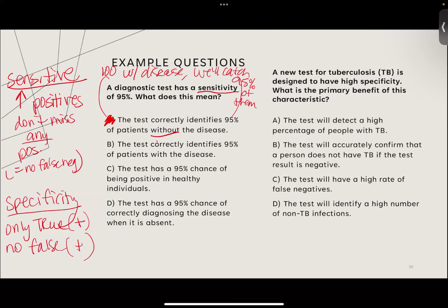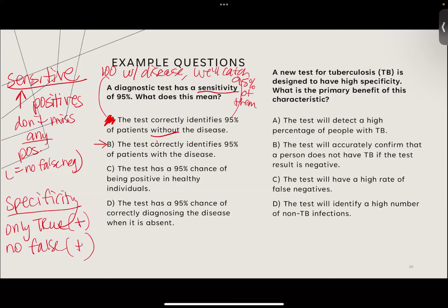So there might be 5 people we wouldn't call positive. We call them negative. That's a false negative. All right, so that's the actual measure of the sensitivity. So does this mean that the test correctly identifies 95% of patients with the disease? This is probably our answer. Let's look at the other ones.